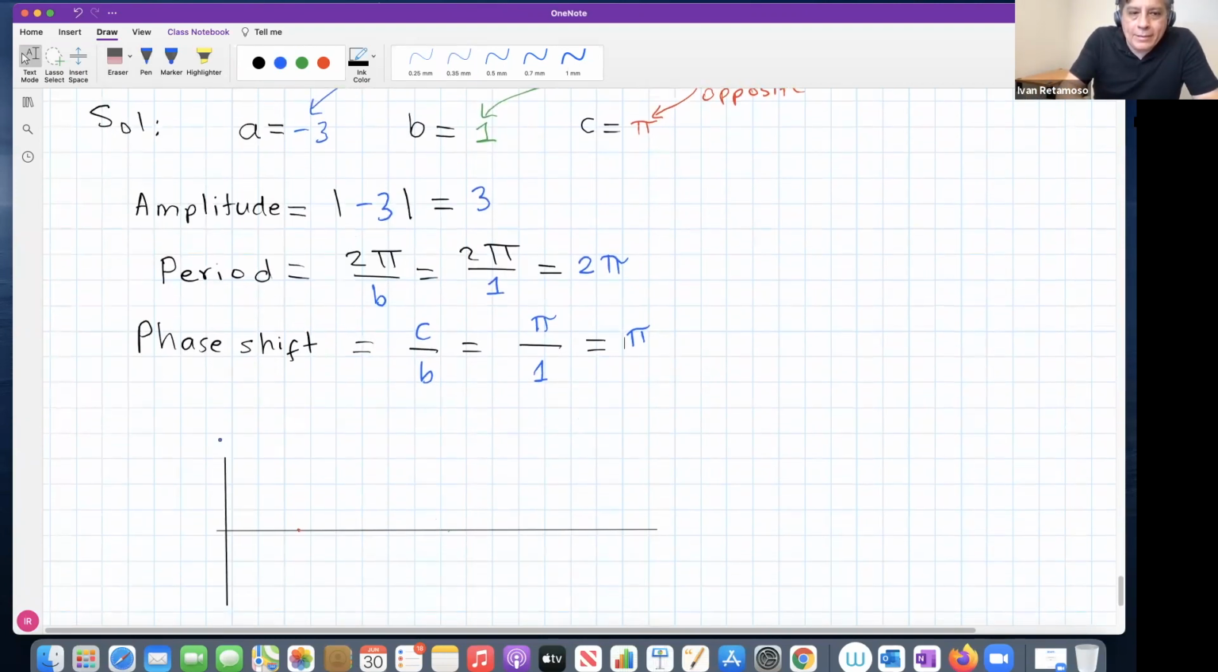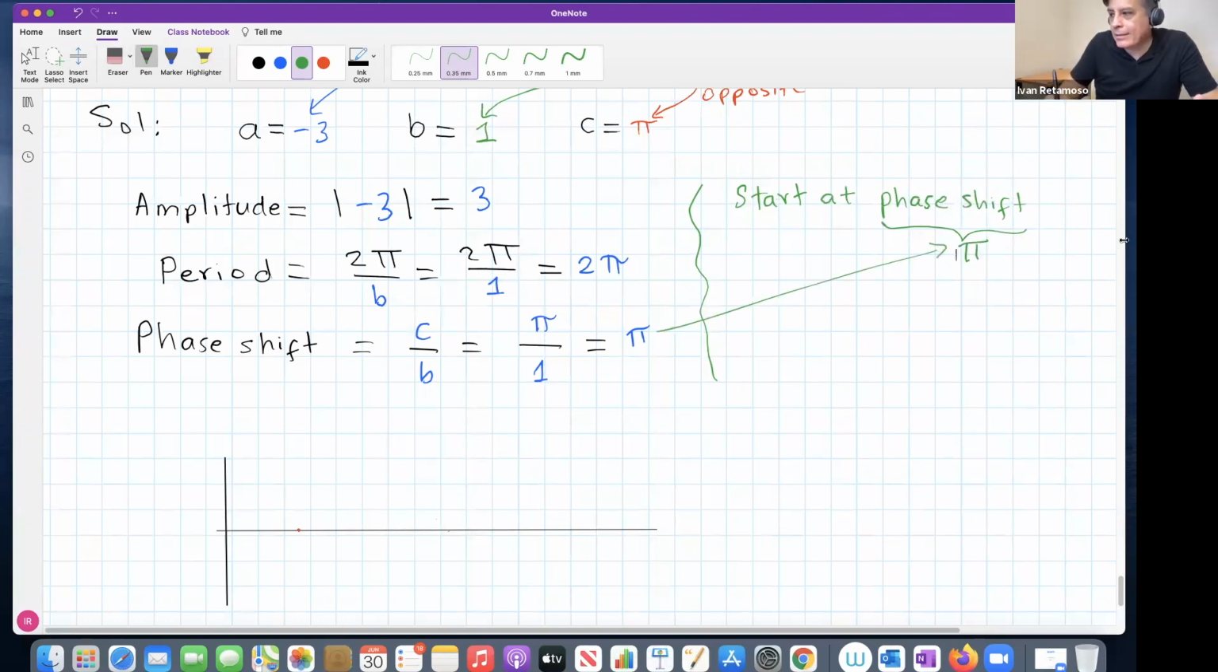Now, how do you graph this on the XY coordinate system? Well, start at the phase shift, no longer at 0, because there is a horizontal shift. So start there, at pi. Start at the phase shift, whatever your phase shift is. And what is our phase shift here? It's just this pi. You start there.